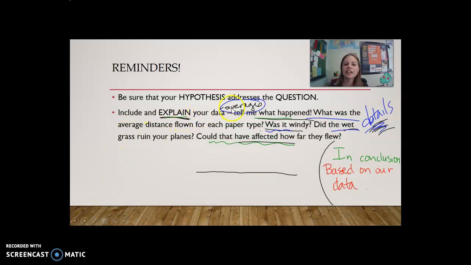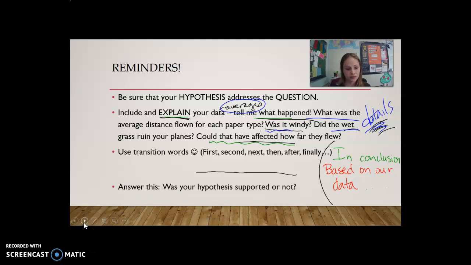Include and explain your data. Explain your averages. Tell me what happened. What was the average distance flown for each paper type? Was it windy? One year it was super early and the grass was all wet, and so their planes got all wet and then they didn't fly that well in the later trials. I want details. You'll see what I mean here in a sec. Use transition words: first, second, next, then. In science, we do it all. We write, we do math, we read, and we think.